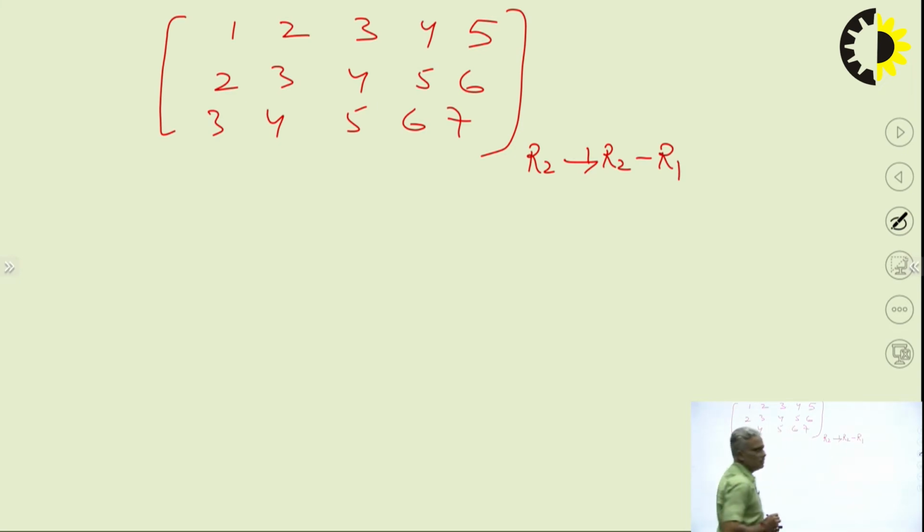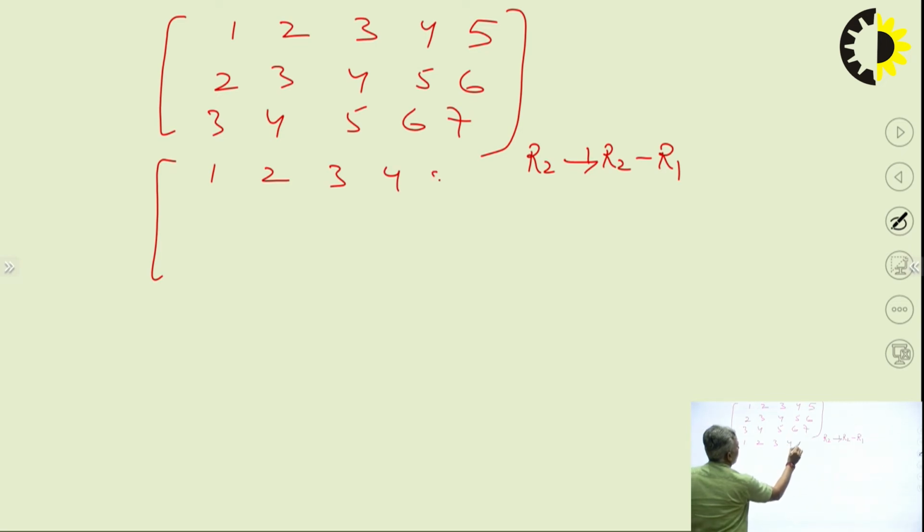This is the problem, right? So how to apply here? First operation, 1 2 3 4 5, this is the first row. How to calculate? 2 minus 2 is 0, 3 minus 4 is minus 1, 4 minus 6 is minus 2, 5 minus 8 is minus 3, and this is minus 4.